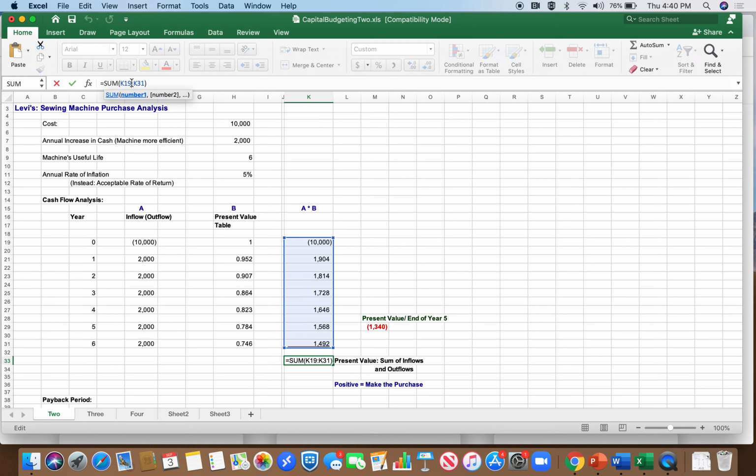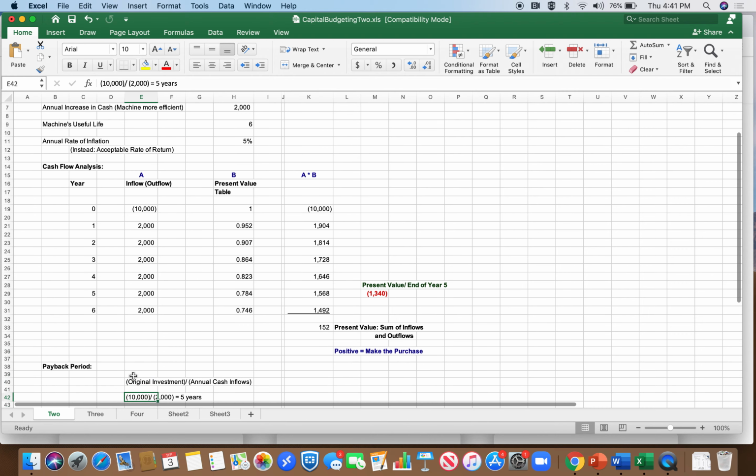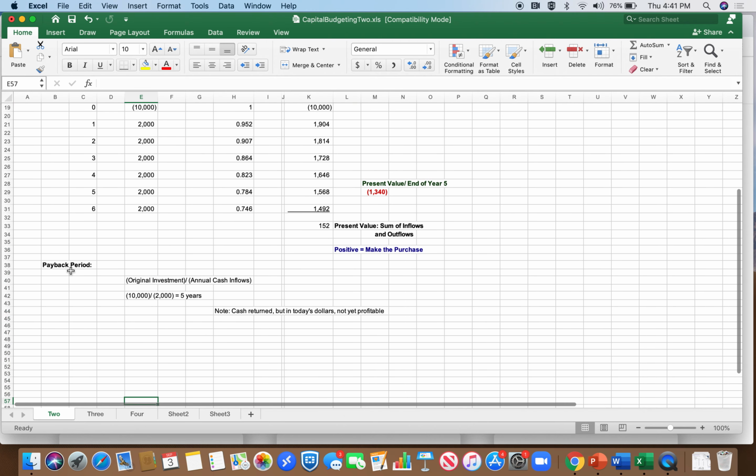And if I add them all up, they add up to a positive number, 152. And if it's a positive number, you would make the purchase. Now you'll note this number here: if we only got the cash flows in for 5 years rather than 6 years, the total would be a negative number and we would not make the purchase of the sewing machine after 5 years. But after 6 years, that extra year of cash inflows makes all the difference, and we would make the purchase.